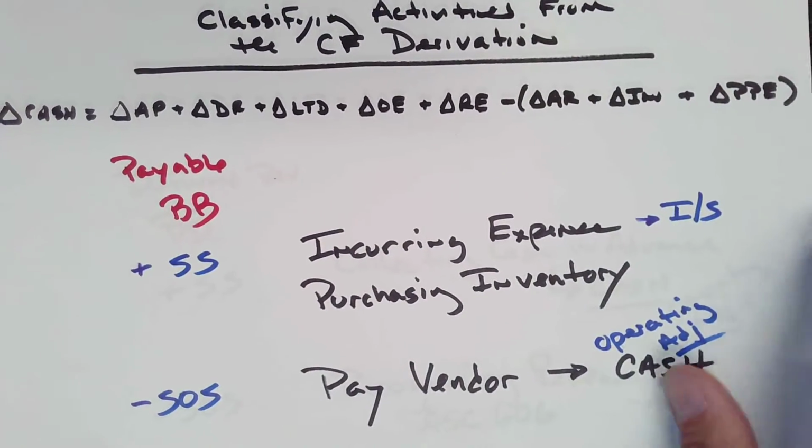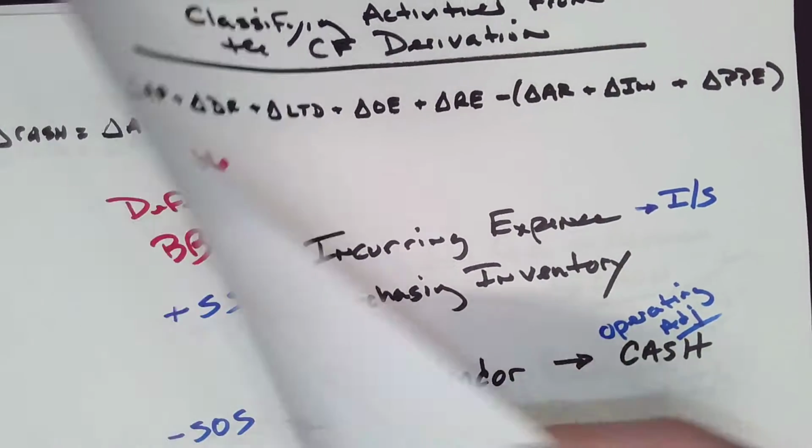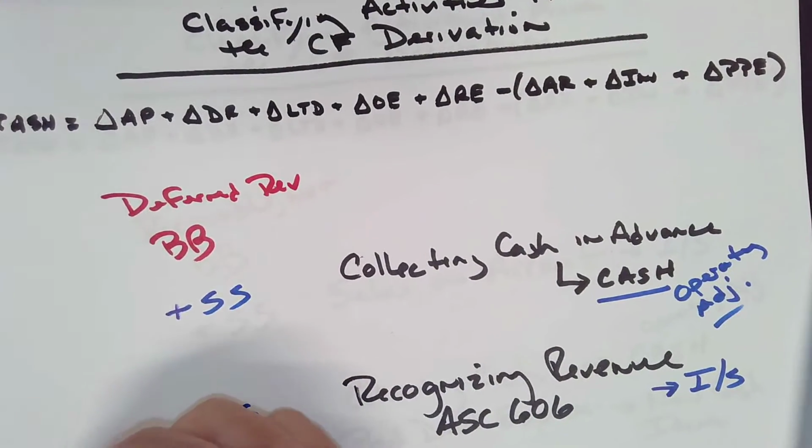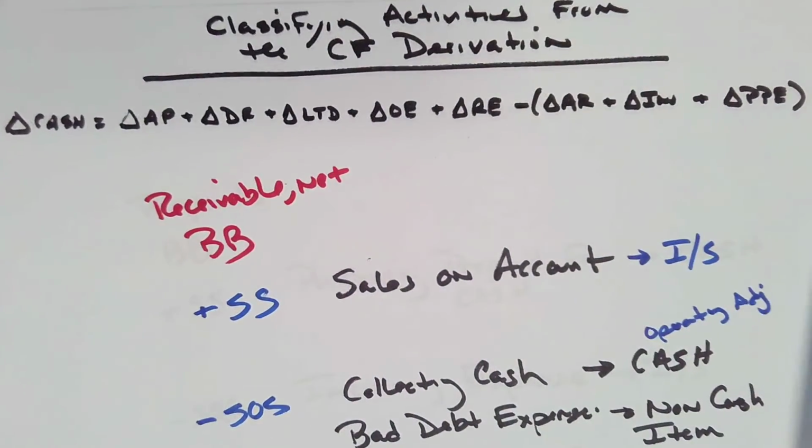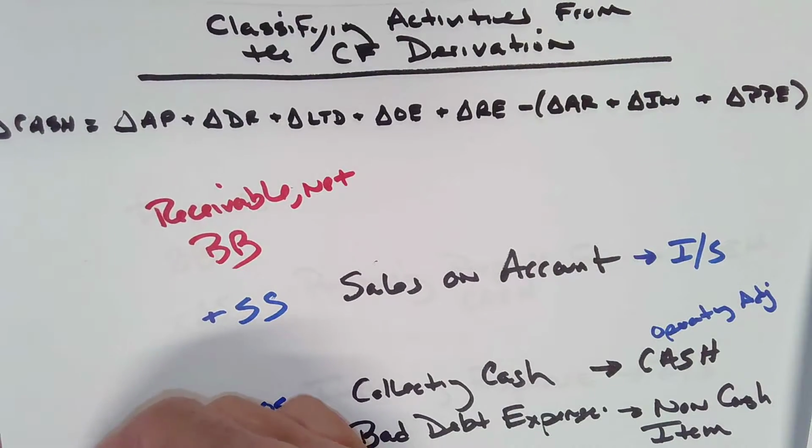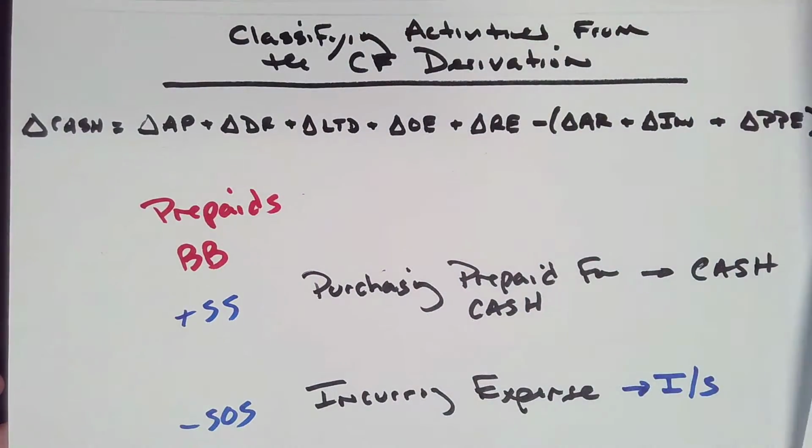So what do you do with all this stuff? We've just gone through these 4 different operating accounts. We went through and talked about payables, deferred revenue, receivables, and prepaids. So what do you do with this?